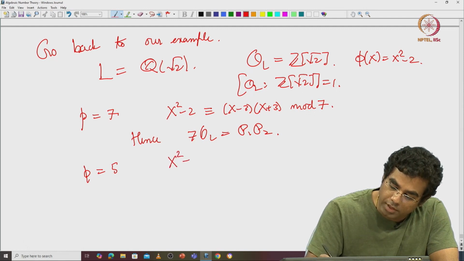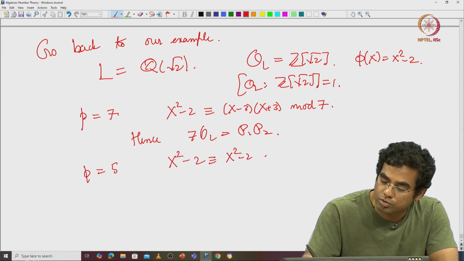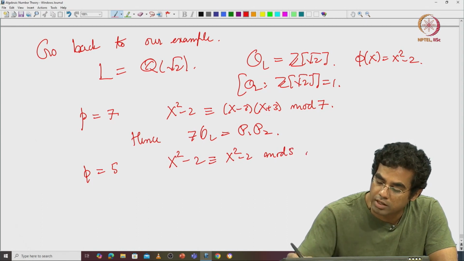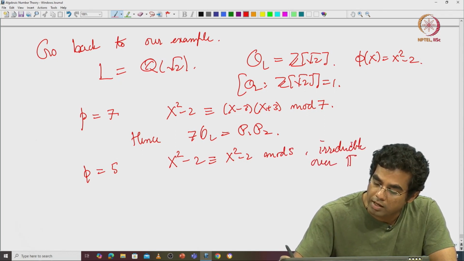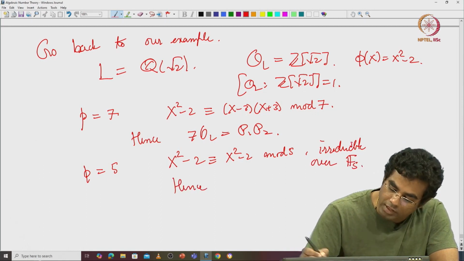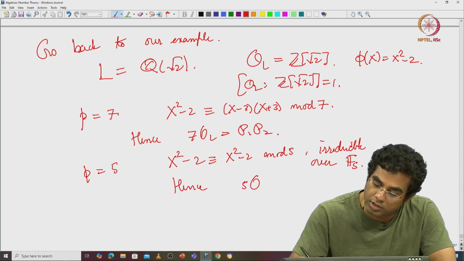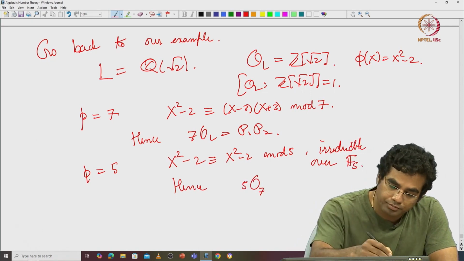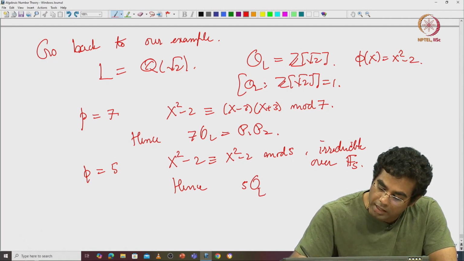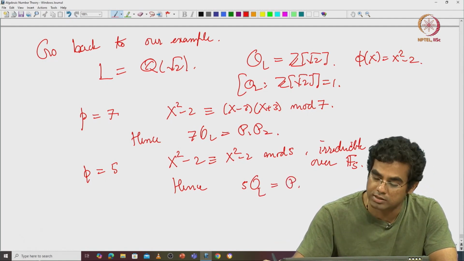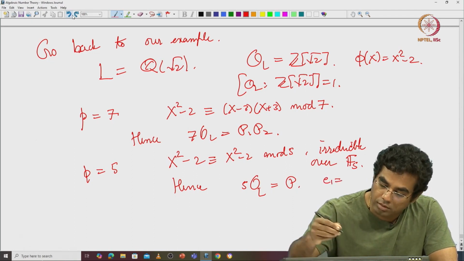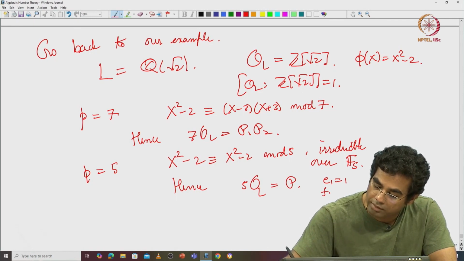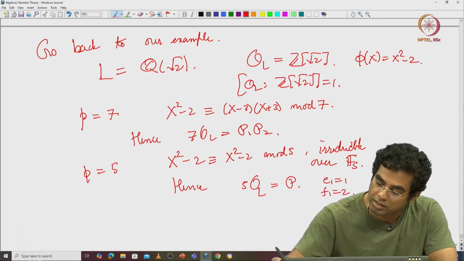Now consider p equal to 5. This gives x squared minus 2 is congruent to x squared minus 2 mod 5, right. So, this is irreducible over F_5. Hence, now we couldn't distinguish whether 5 O_L was P or P squared, but now we know that it's P. So, E1 is equal to 1 and F1 is equal to 2 and R is 1.